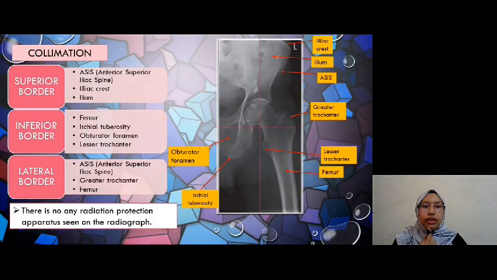Okay, next. For collimation. At the superior border, structures that should be included are ASIS, anterior superior iliac spine, iliac crest, and ilium. While at the inferior border, structures that should be included are femur, ischial tuberosity, obturator foramen, and lateral trochanter. At the lateral border, structures that should be included are ASIS, anterior superior iliac spine, greater trochanter, and femur. Okay, based on this radiograph, there is no radiation protection apparatus seen on the radiograph.